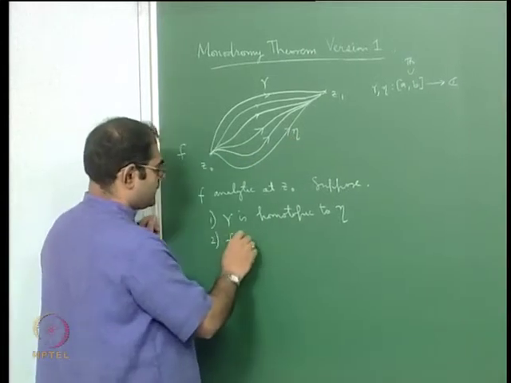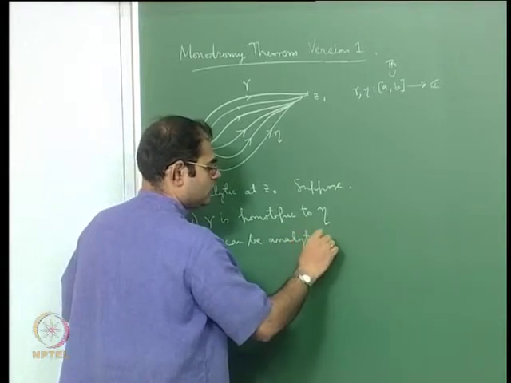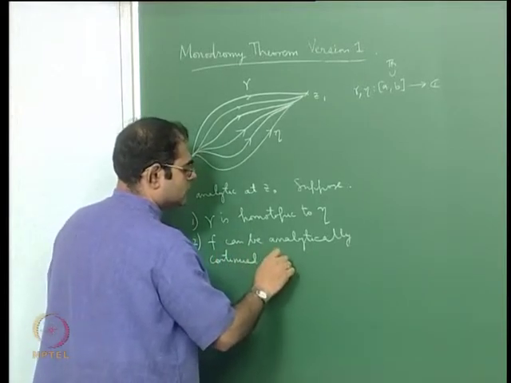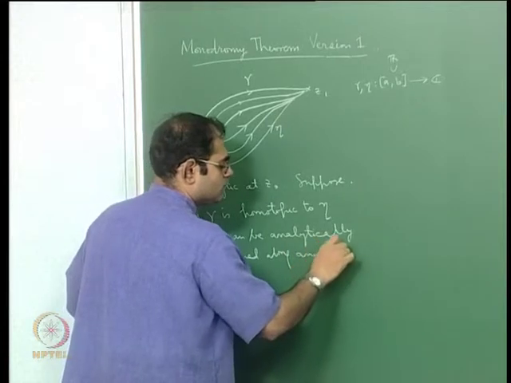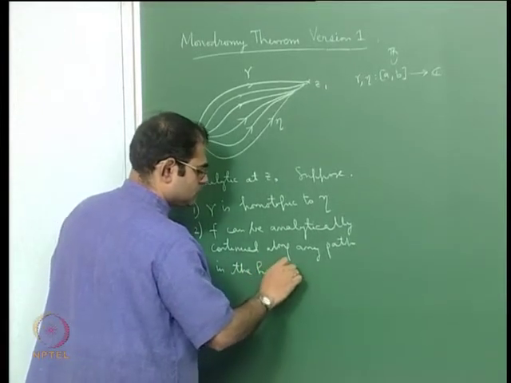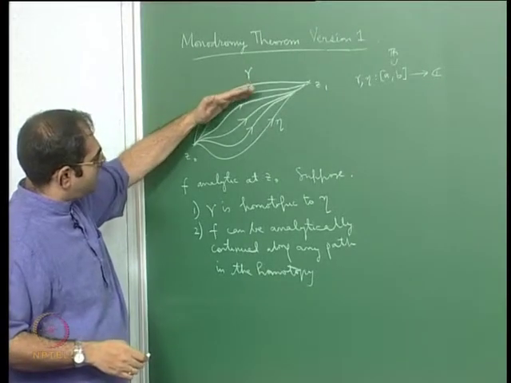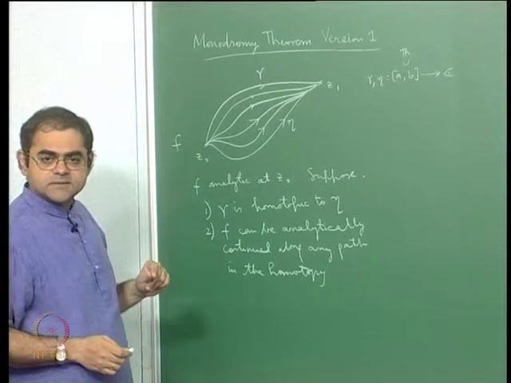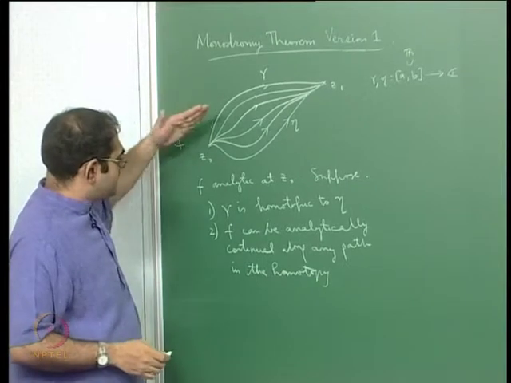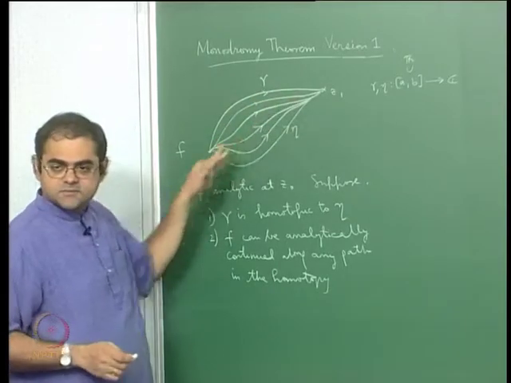So f can be analytically continued along any path in the homotopy. So the homotopy is given by a continuous succession of paths which start at gamma and end at eta, and the assumption is that the function f, which is analytic at z0, can be analytically continued along each of these paths that occur in the homotopy.